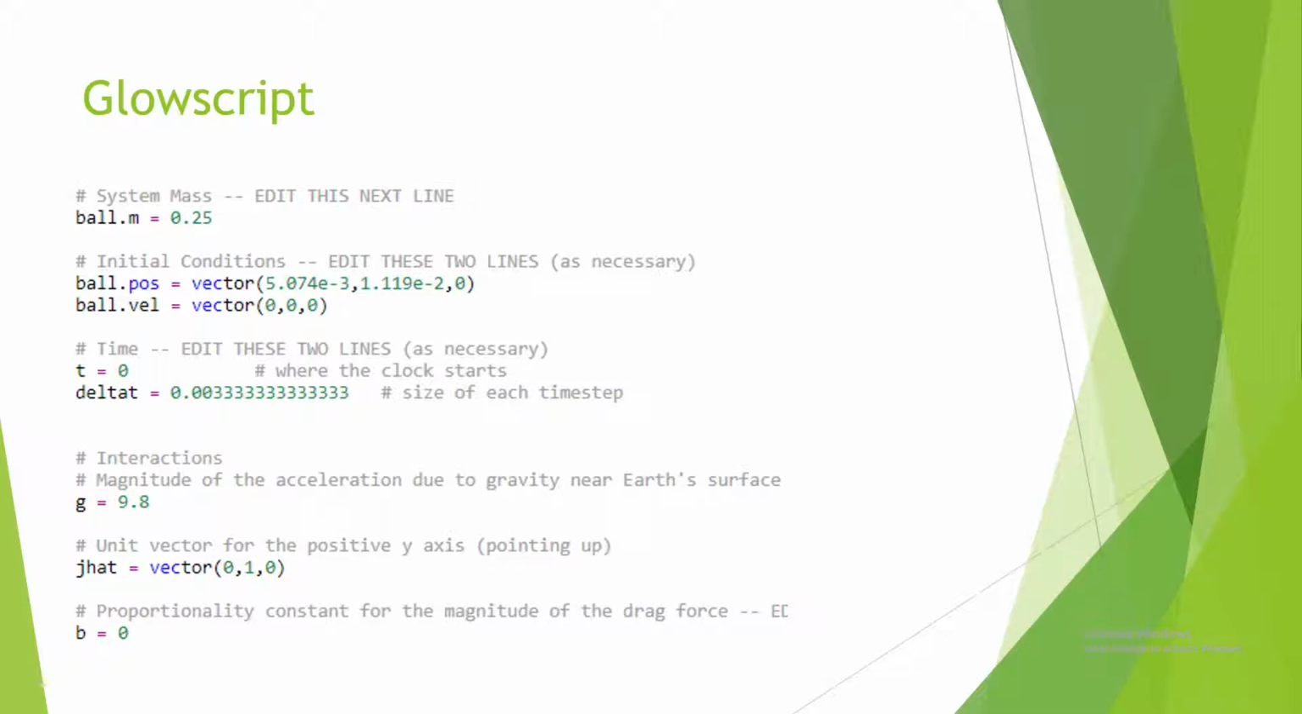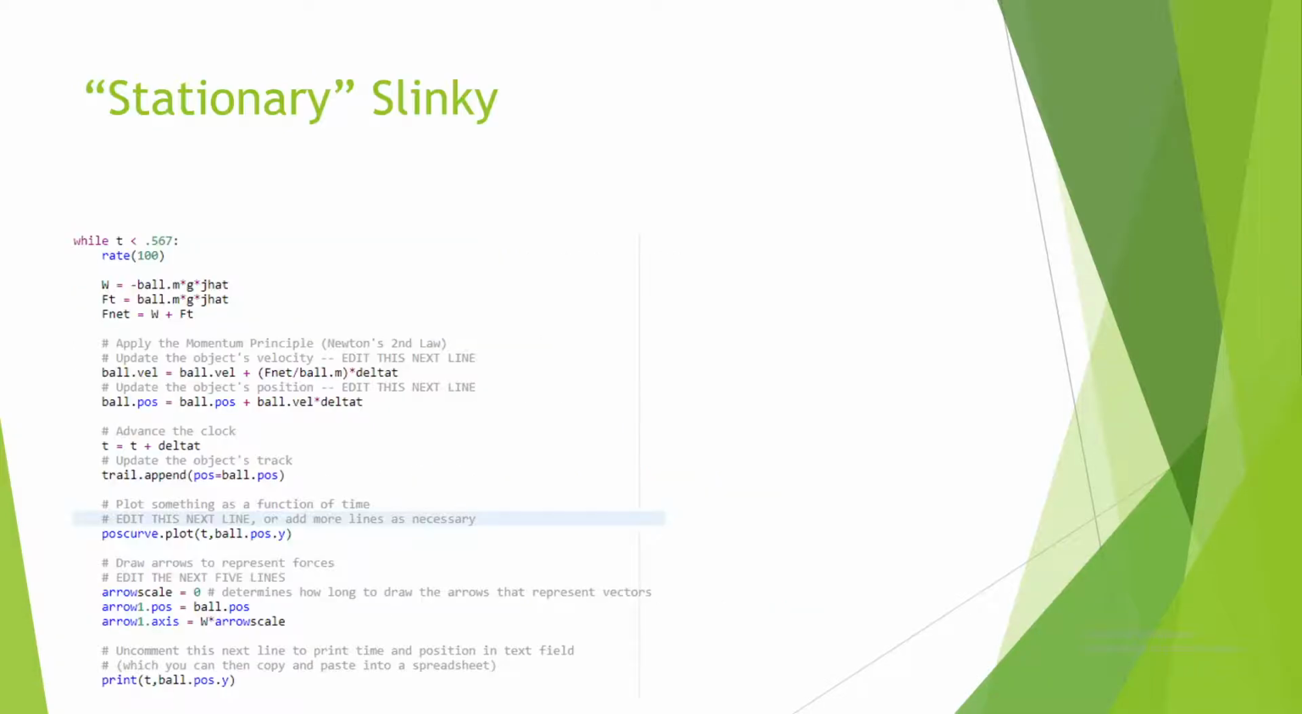So these are the variables that need to be set up: the mass of the ball, the position, the velocity. The delta time is 0.003 repeating because the slow motion video is around 300 FPS, and g is just 9.8. So the first while loop is just for the stationary slinky, where the bottom of the slinky doesn't move, and that's because the tension force and the gravitational force are equal, so it would be in equilibrium. The weight and tension added up are just opposites of each other, so the net force is 0.